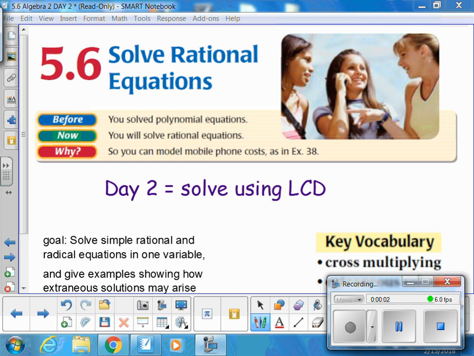What's up, math scholars? Mrs. Harp here on a Friday. Not really, it's Thursday, but we have a 4-day weekend, so I'm pretty happy about that.